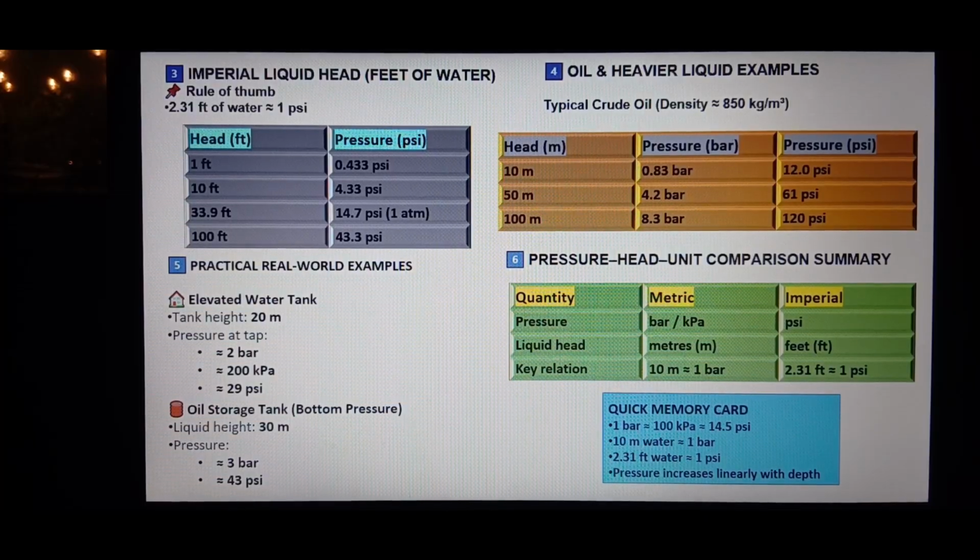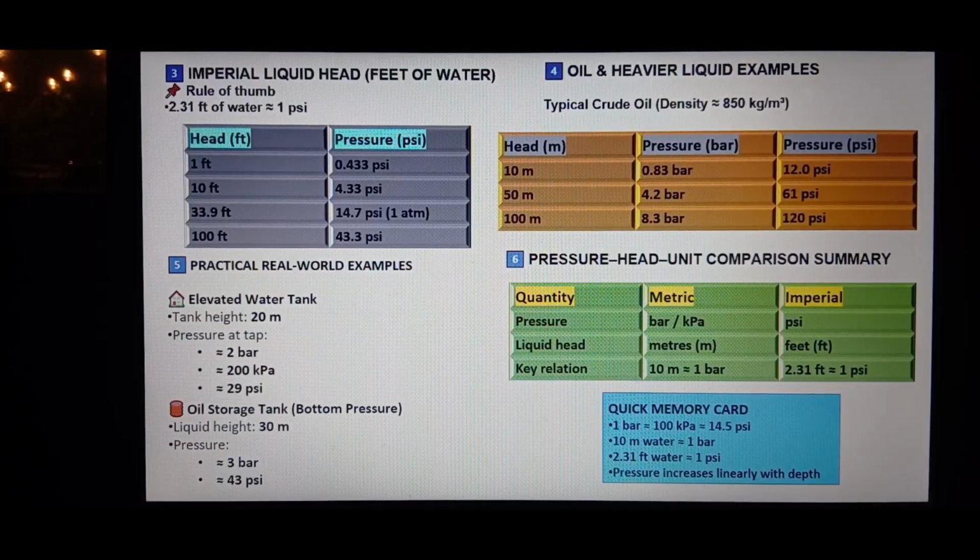All right, let's have a look at a pressure head unit comparison summary. For pressure, the metric units are bar and kPa. For imperial, that is psi. Liquid head is in meters, and in imperial it will be in feet. The key relation is 10 meters equals 1 bar, and for imperial, 2.3 feet equals 1 psi.